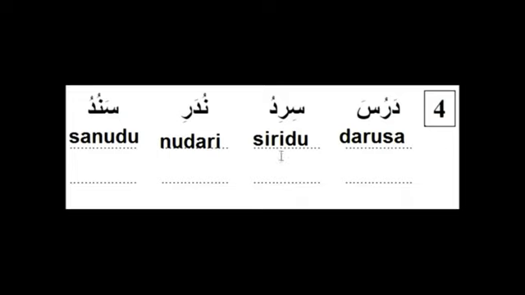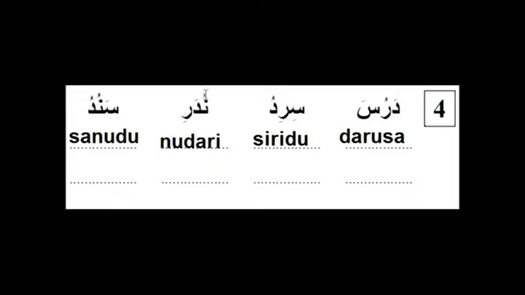The next word. The seen with the kasra makes the sound si. The ra with the kasra, ri. The dal with the dhamma, du. Add them together. Sarridu. Sarridu.